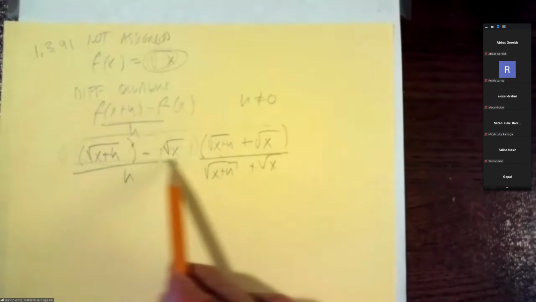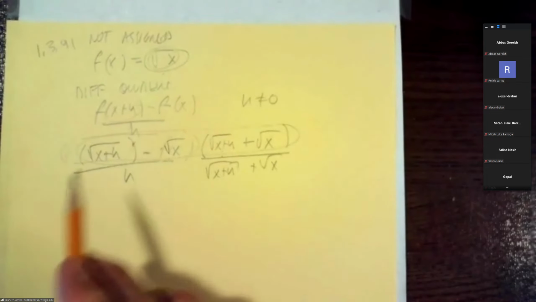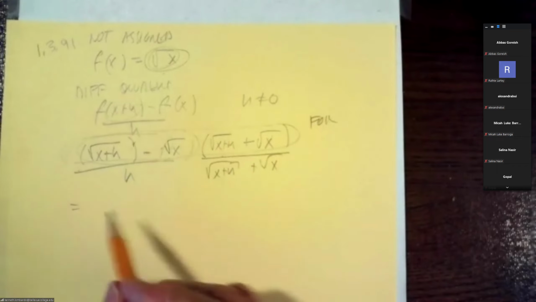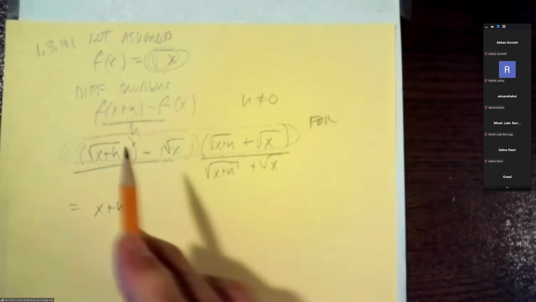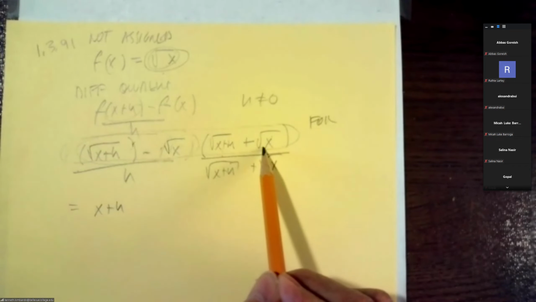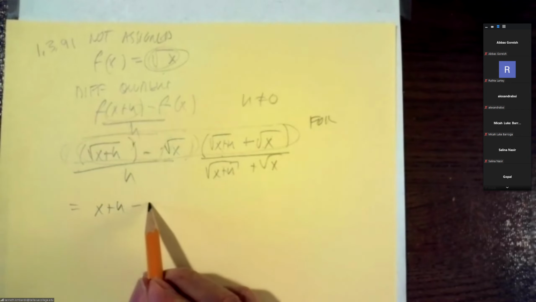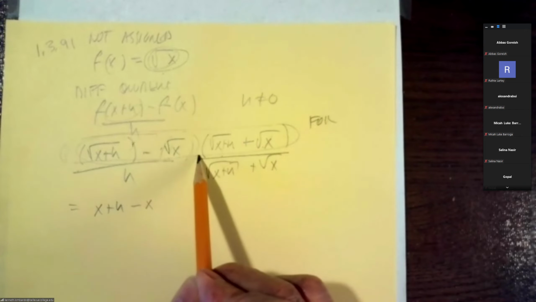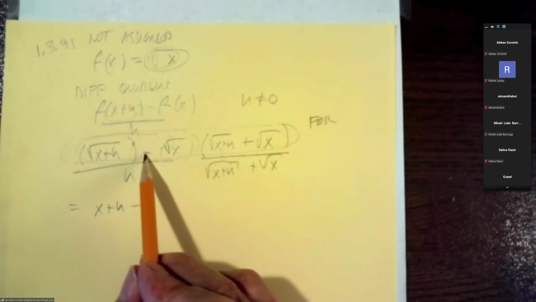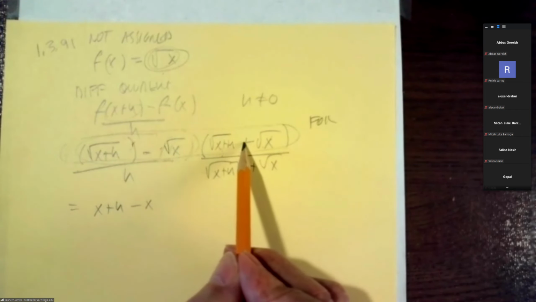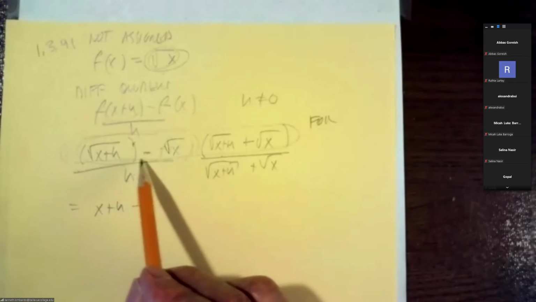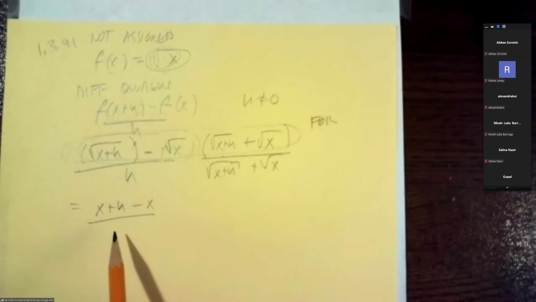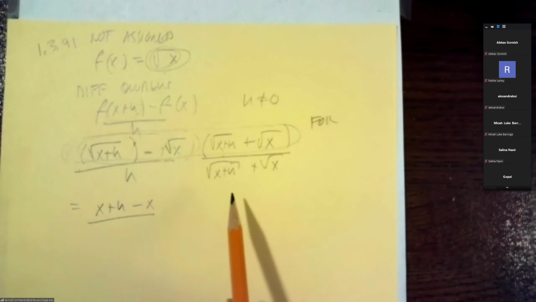So when we take a look at our numerator and simplify that, we can FOIL it. First times first is just going to give us x plus h. Last times last is going to give us a negative x on the numerator, and then the outer and the inner are going to cancel, aren't they? Because we got the same term here. This is a negative and a positive. So it looks like a minus b, a plus b type thing. So we end up with a numerator that looks like that.